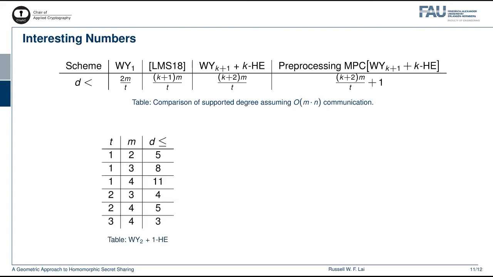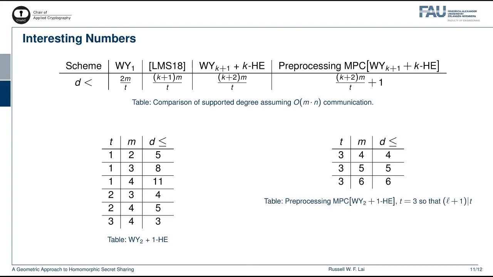For concrete parameters, we are mostly interested in linearly homomorphic encryption scheme, or 1HE, because they are available from a lot of assumptions. Also, we will set L equals K plus 1, which is 2, so that the resulting HSS scheme is balanced. Finally, for preprocessing MPC, interesting examples can be obtained by setting t equals 3, which is equal and hence is a multiple of L plus 1.